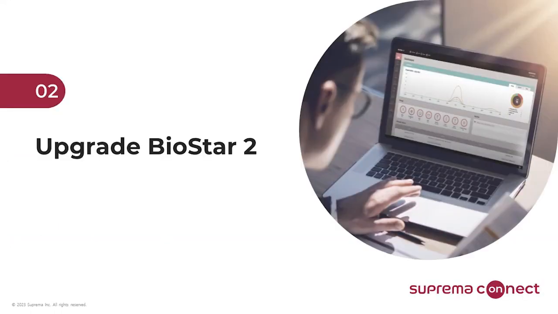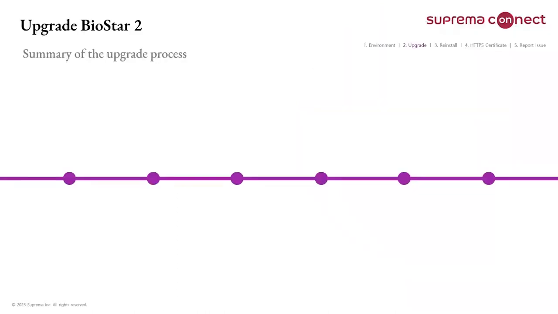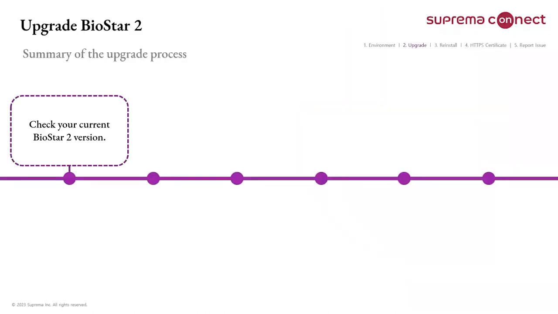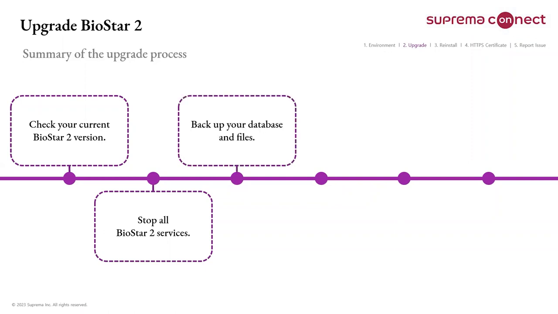There are many things to be careful about when setting up the environment, right? In this part, we will learn how to upgrade BioStar 2 correctly. We can divide it into 6 steps for upgrading BioStar 2. Check the current BioStar 2 version, stop all BioStar 2 services, and back up the BioStar 2 database, configuration files, encryption key, licenses, and other necessary files.